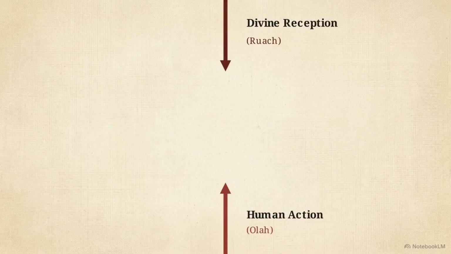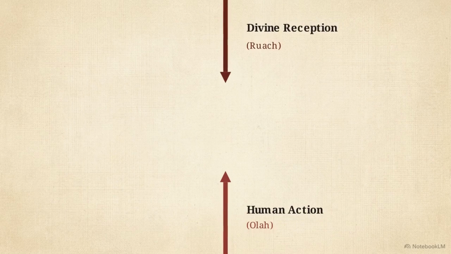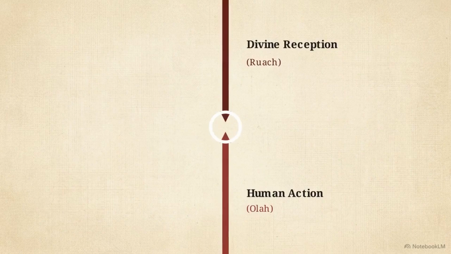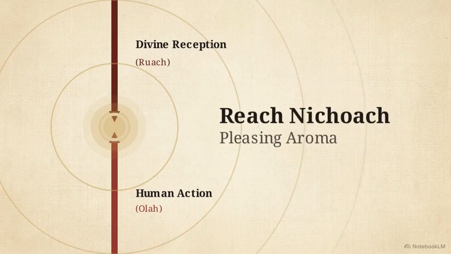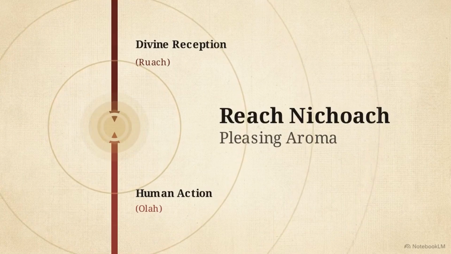The text states that God smelled, or ruach, the sacrifice. The term ruach functions here as a theological description of God actively validating the worshipper's posture. It indicates that the human action has successfully reached its intended destination. This intersection generates a reach nikok, translated as a pleasing aroma or an acceptable fragrance to the divine.